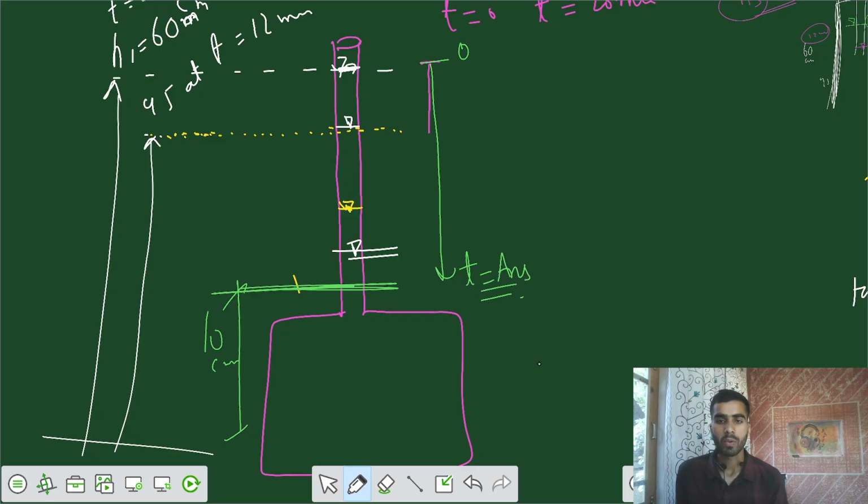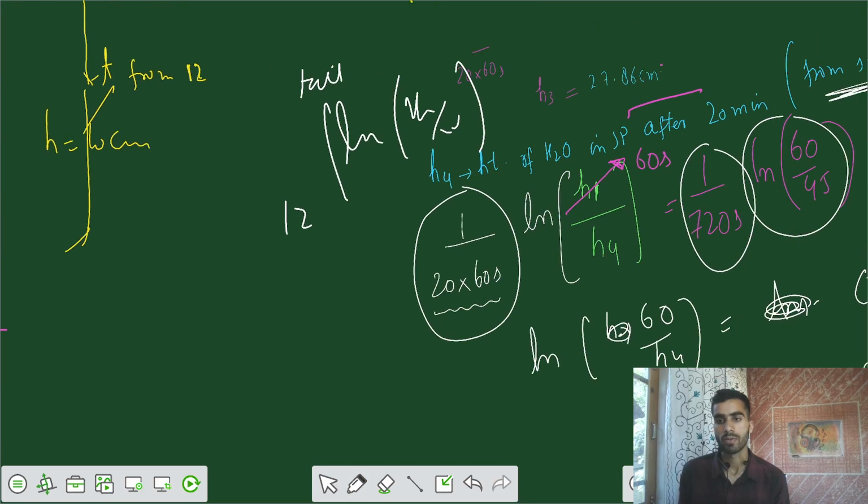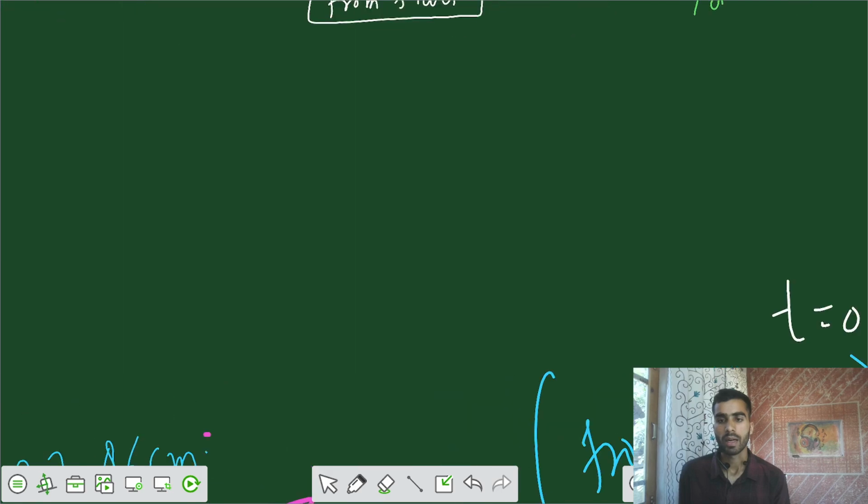And one more approach is that once I have calculated for time t equals 12 minutes, from that time I can solve further for the time taken from 12 minutes to some time such that your final height is also 10 centimeters. So we have to do two different solutions for that problem. Let's take that condition. I would write from the start.